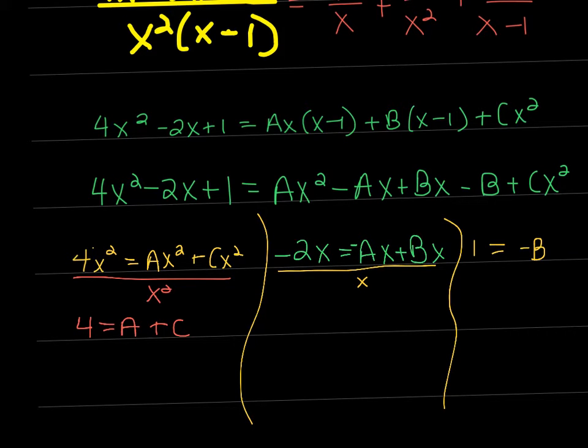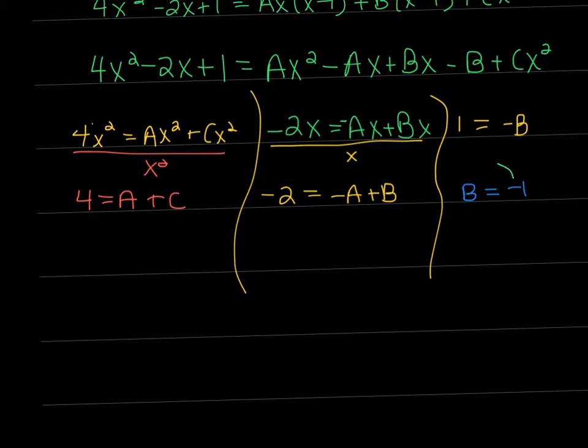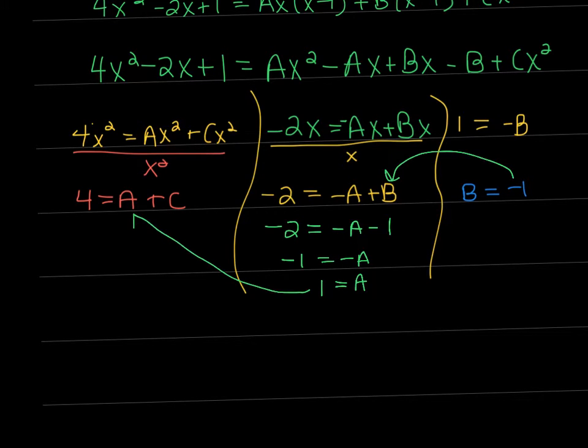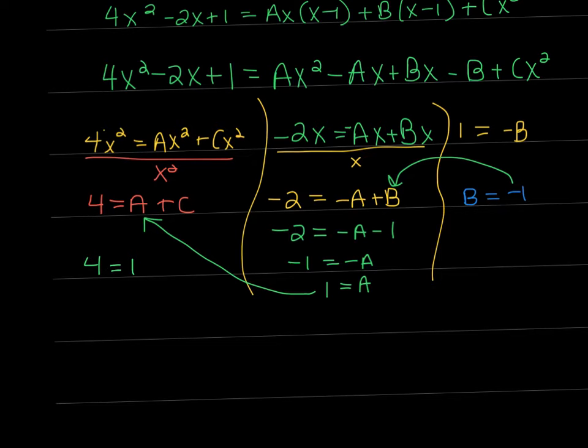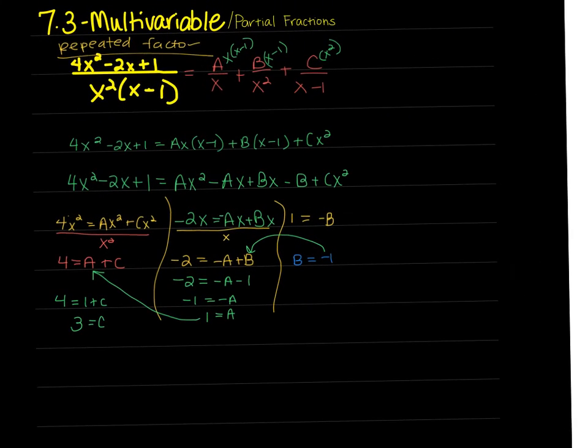From the second one, they all have an x, so I divided by x, and I get negative 2 equals negative a plus b. And then on the last one, I already know b would be negative 1. So I've already solved for the first one, and then I want to plug them back in. B could come here. Negative 2 equals negative a minus 1. Add the 1, negative 1 would equal negative a, and a would equal 1. And then take that and plug it in here. And c is 3.